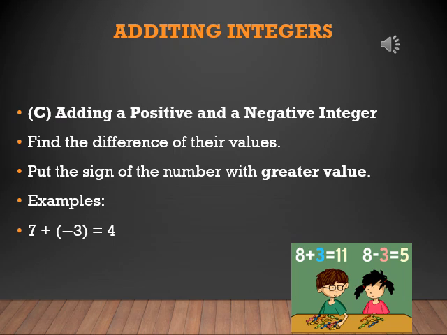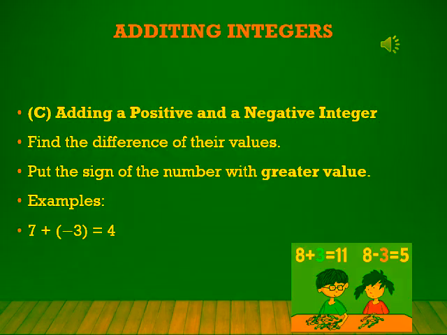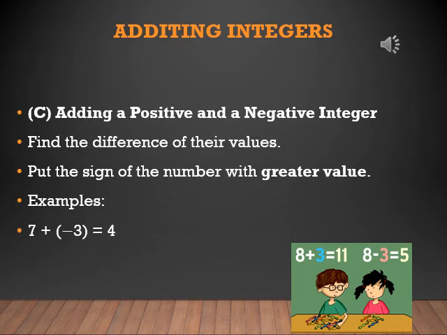Second example is minus 8 plus 5. Subtract 8 minus 5, the result is 3. Now the bigger number is 8 and 8 is negative, so the answer is minus 3. One more example, minus 6 plus 2. We'll subtract, so 6 minus 2 is 4. Now among these two, the bigger number is minus 6, negative, therefore the answer is minus 4.